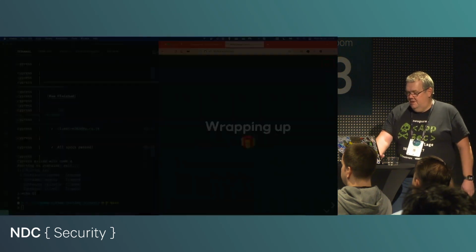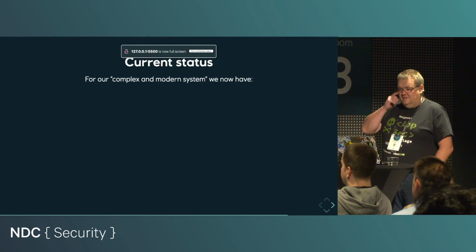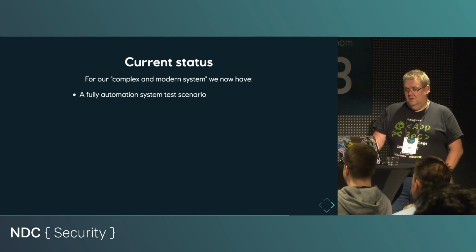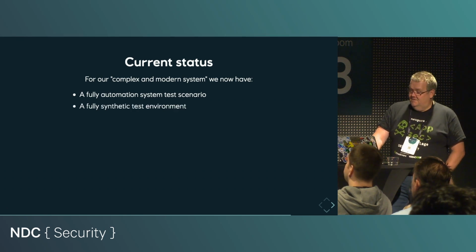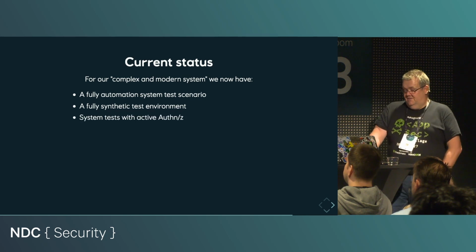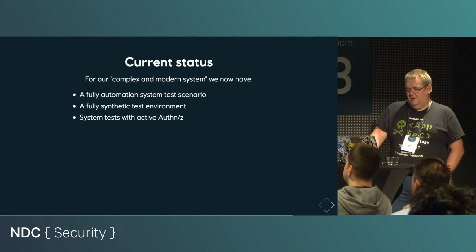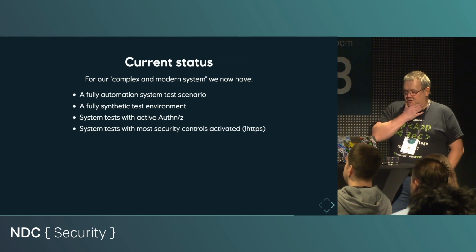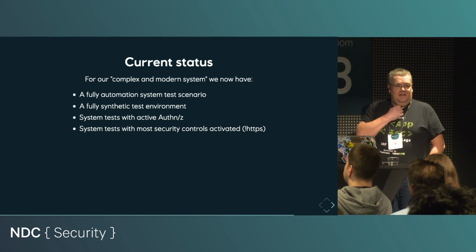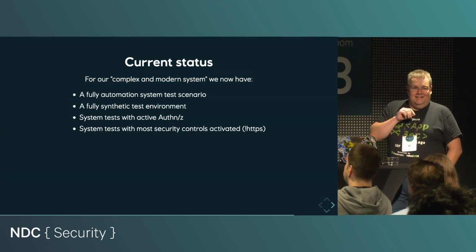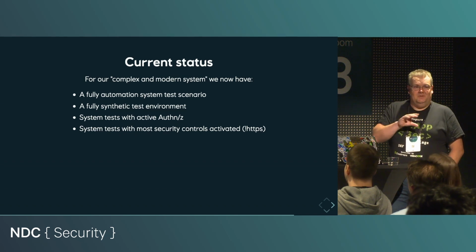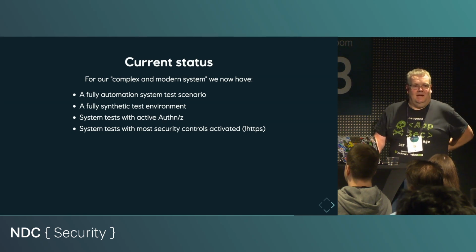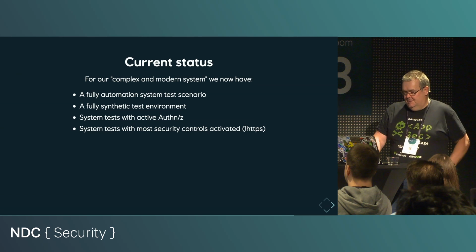So to wrap things up, the current state of this for our complex and super modern system: we now have a fully automated system test scenario, a fully synthetic test environment, a system with active authentication and authorization rolling more or less like it will in production, besides for this different flow initially. The system has most of the security controls activated. If you paid attention, the only thing that is not activated is the HTTPS on localhost. So if I would just do this in practice, maybe that's the next one I would attack to make sure that that was okay as well.